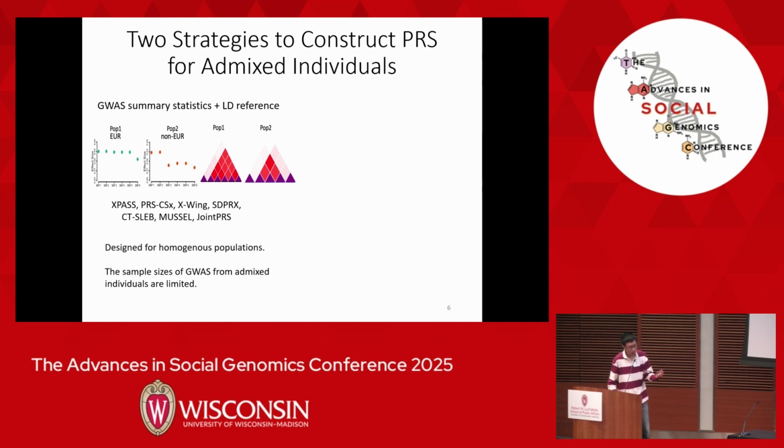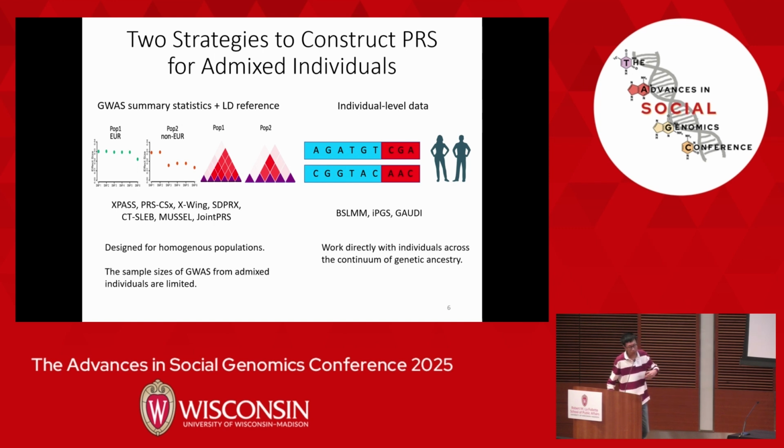These methods are mostly designed based on the assumption that you can divide the populations into more homogeneous or discrete groups. This might be a problem because, for example, the LD patterns in admixed populations can be a little different from homogeneous populations. And the second problem is that the sample size of GWAS from admixed populations is still quite limited.